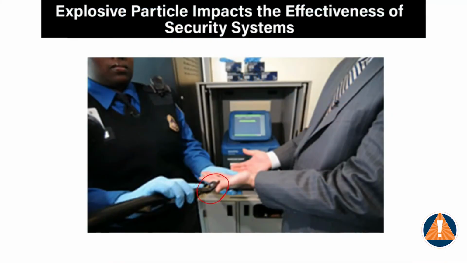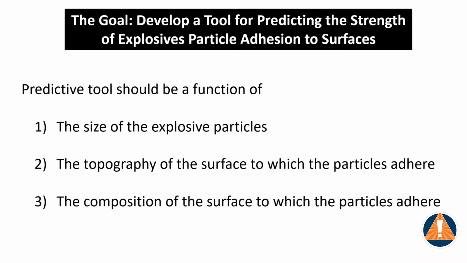this demonstration. Okay, so if our goal is to have a tool that will predict the strength of explosives particles adhering to surfaces, we would expect that the tool would relate the size of the explosive particles. It would relate the topography on the surface against which the particles are attached, and it would relate to the composition of that surface. So RDX particles against aluminum that has a brushed finish, for example.